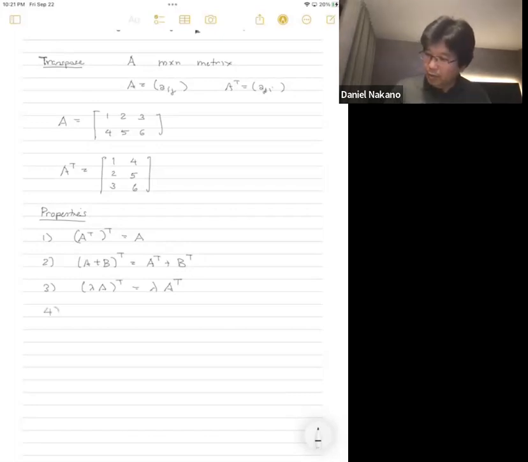And finally, probably the most important property is if I take the product AB and transpose this, and this takes a little bit of work to show, but it turns out to be a very nifty property to have, this is going to be the same as B transpose A transpose.